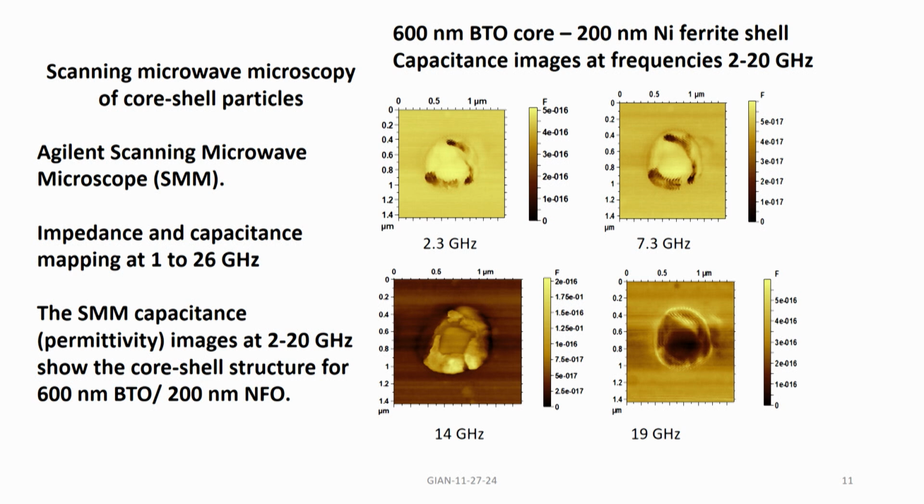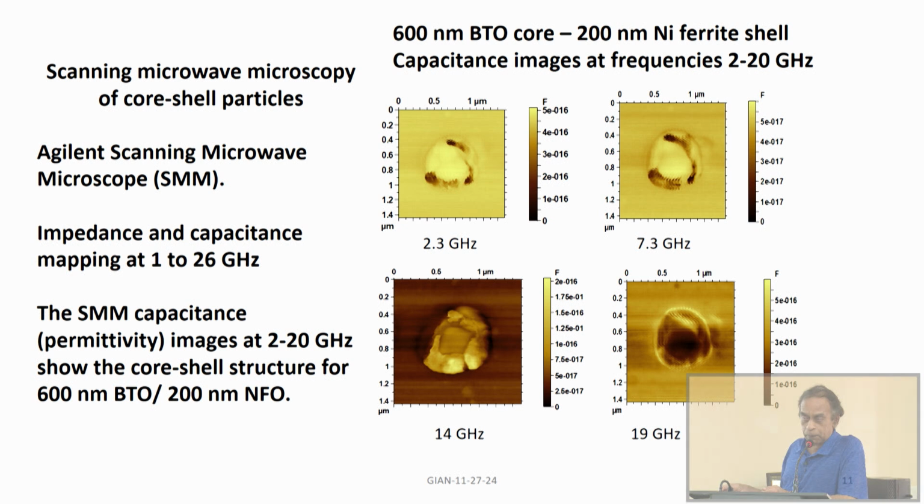And these are scanning microwave microscopy images for the core shell particles, and it is the capacitance image at a series of frequencies: 2.3, 7.3, 14 and 19. As you see here, you see a very clear image of the core and the shell at this frequency, because this is where the impedance match between the particle and the tip of the SMM is very good, a very good match between the two.